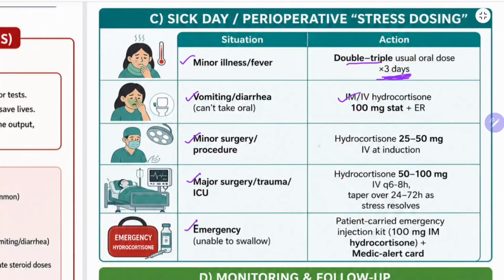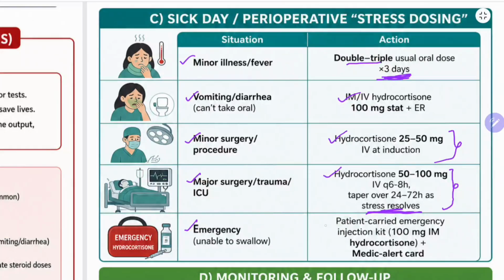Stat. Minor surgery, give hydrocortisone 25 to 50 mg IV at induction. In major surgery, give 50 to 100 mg IV every 6 to 8 hourly and taper over 24 to 72 hours as stress resolves. So major surgery you need to give a replacement dose. Minor surgery, just give the induction dose, that's all.